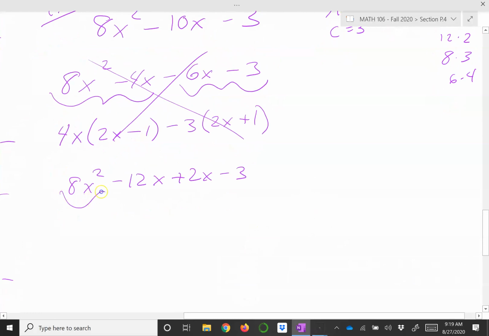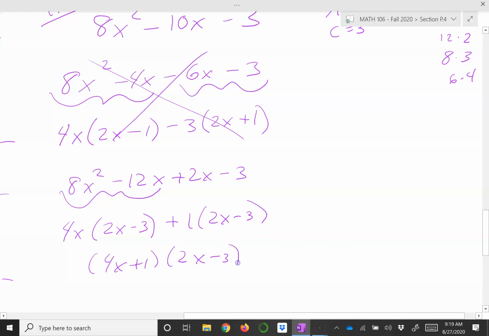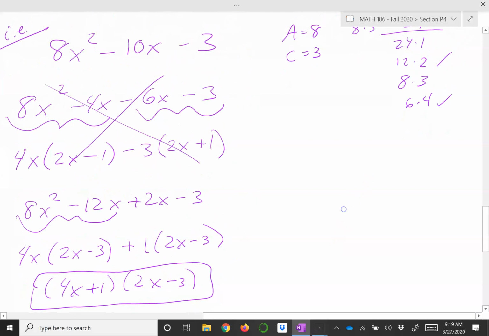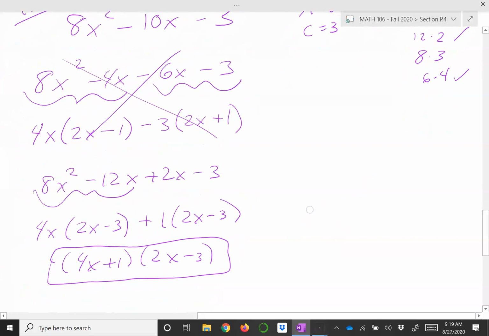And then we'll do our process. So looks like I can take out a 4x and be left with a 2x minus 3. And then, again, this is taking out a 1, and then we're left with that 2x minus 3. So we have 4x plus 1 times 2x minus 3. Okay. I'm glad I did that example, because clearly 2 of these factors would have worked. Right? But the 12 and the 2 was the one that ended up being the one we wanted. Okay?